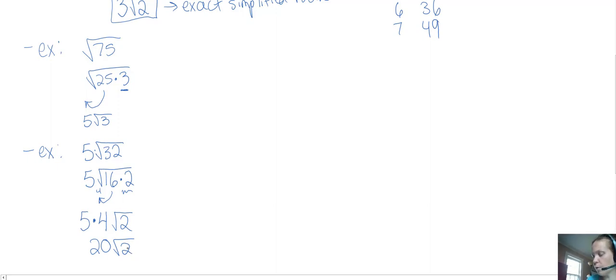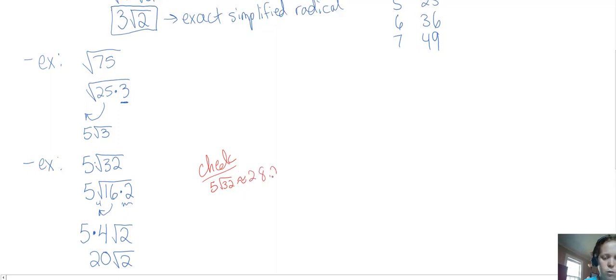Now let's talk for a second about how I can check this. We said we could get an approximation of our answer. This would just be a check. This isn't getting my exact answer, and in a minute we'll do some with x's. So if I check what 5 square root of 32 is, it's approximately 28.28, and it keeps on going. I can do the same thing with 20 square root 2. I'm getting the same thing, 28.28. Let me write that out. Oops.